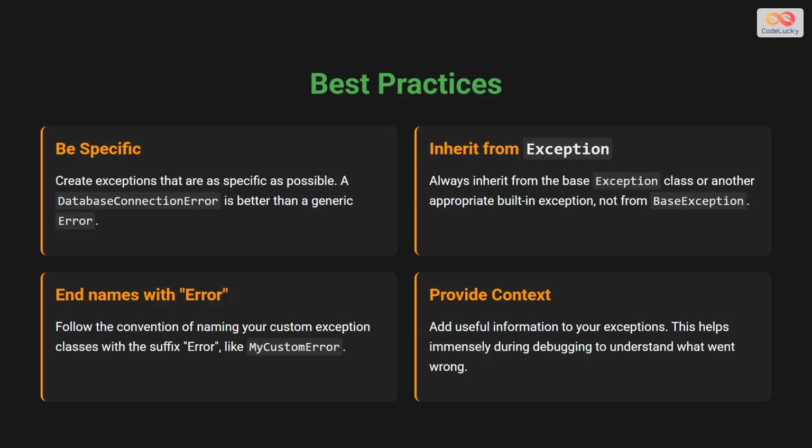When creating custom exceptions, it's good to follow some best practices. Always be specific with your error types. Inherit from the Exception class, not from BaseException. It's a strong convention to end your custom exception class names with the word Error. And finally, always include as much relevant context as possible to make debugging easier.